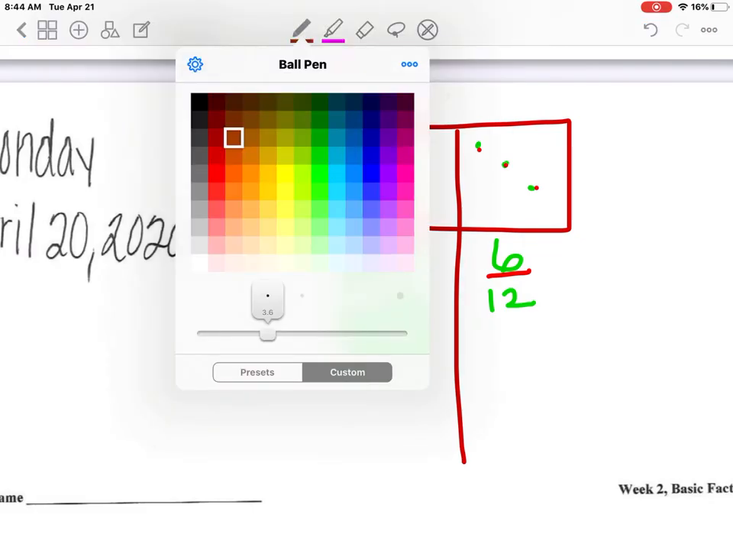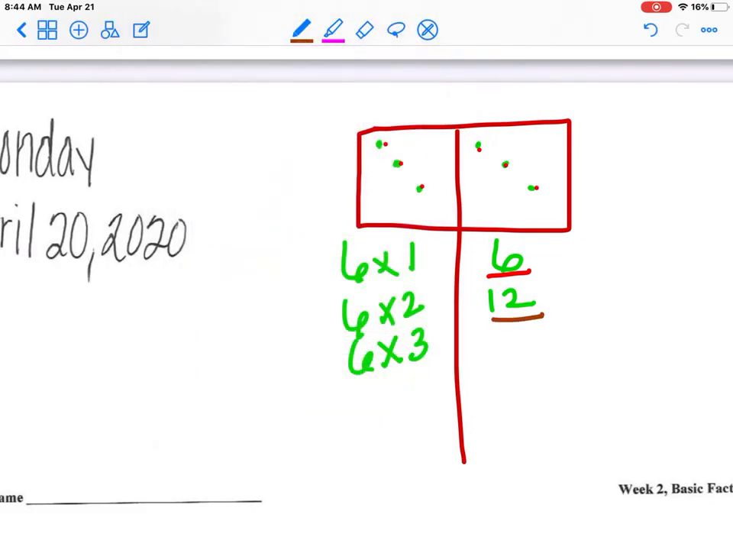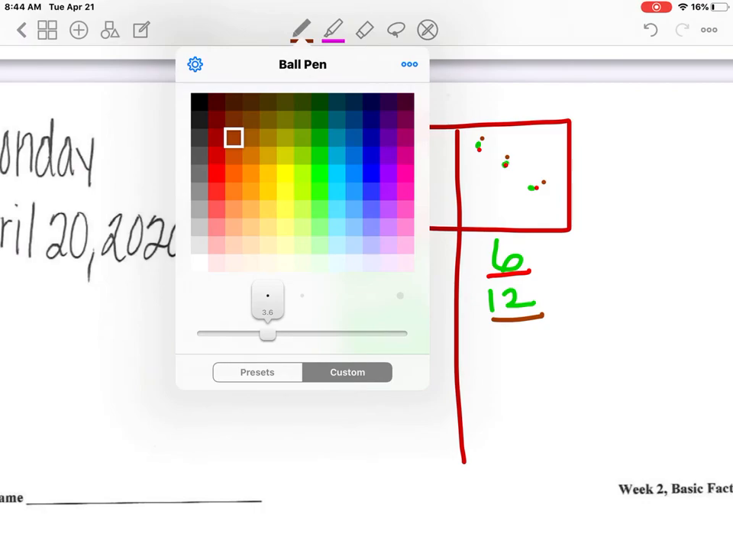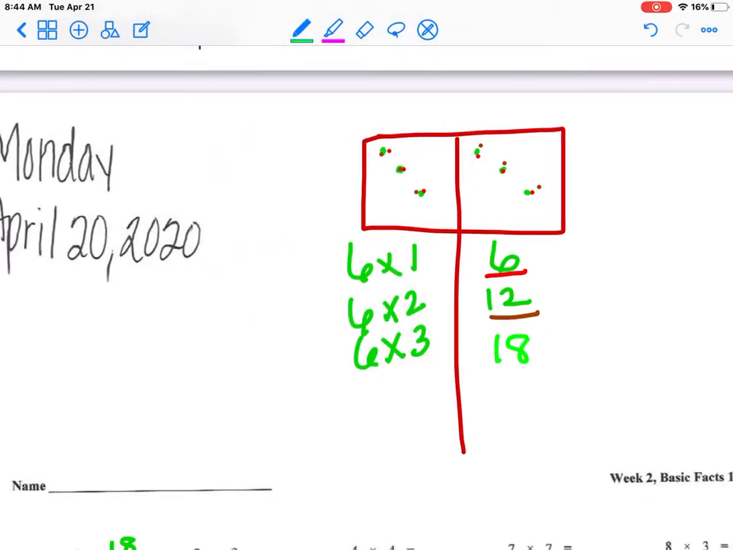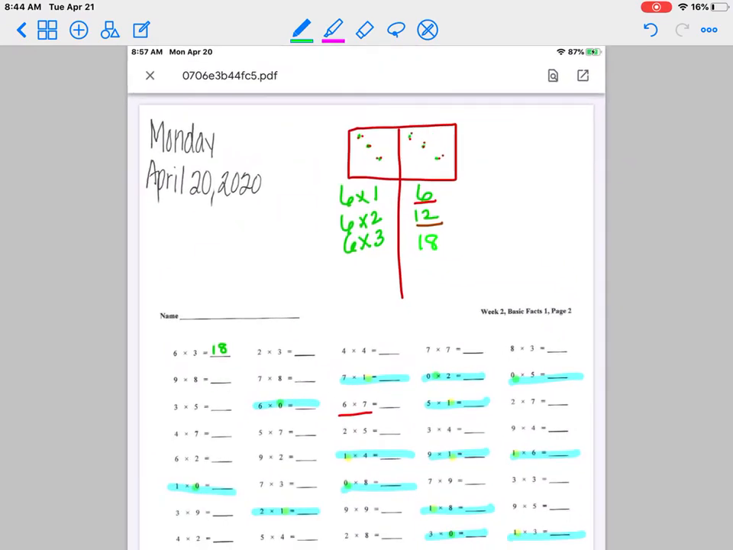And I start counting from 12, 12, 13, 14, 15, 16, 17, 18. 6 times 3 equals 18. And that's how I got my answer. 6 times 3 equals 18. You can use a domino for the facts you do not know.